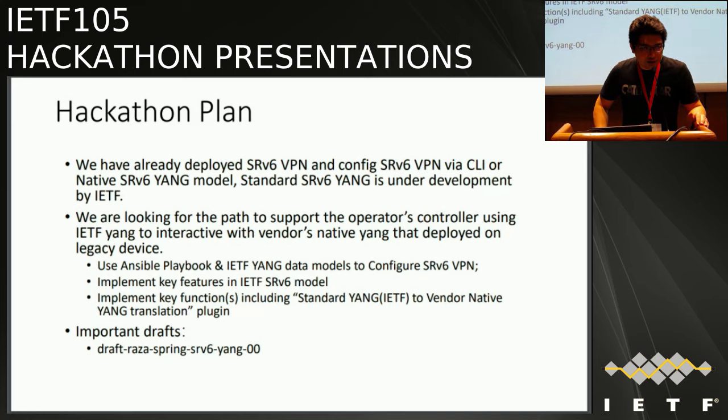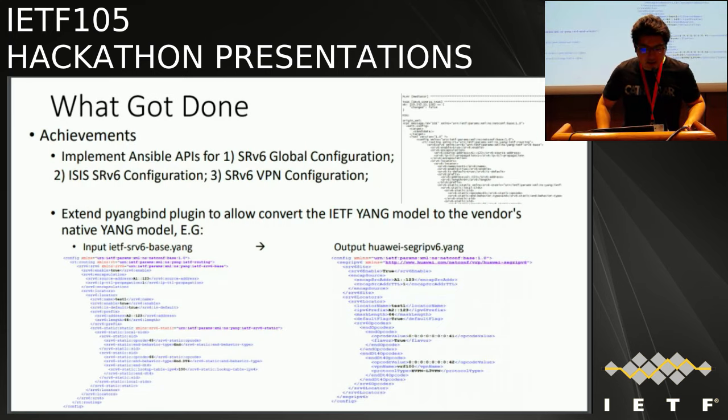So the project here is that we use the Ansible playbook and IETF YANG models to configure SRv6 VPN and implement the key features in the IETF SRv6 model. Also, we want to develop a plugin to support the standard YANG model, translating it to the native model. Okay, this is what we got.